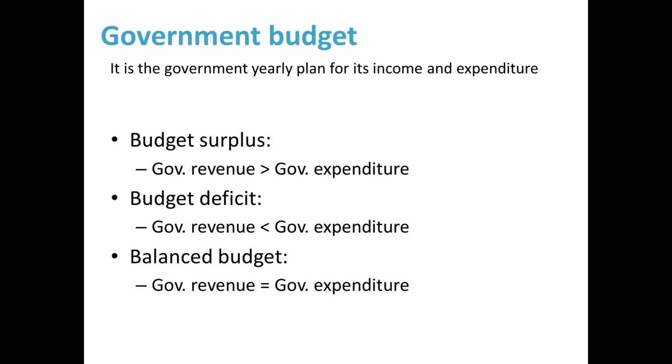Done. Three terminologies. Sometimes you will see that in your definition question, and they will ask you for the possibilities of government budget. So you just have to show them there are three possibilities. Done. Simple.